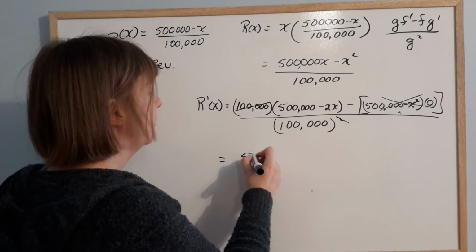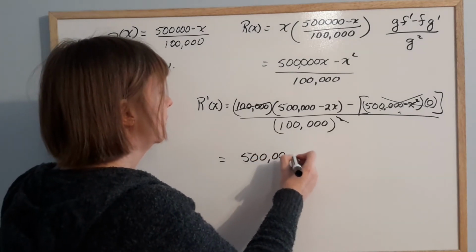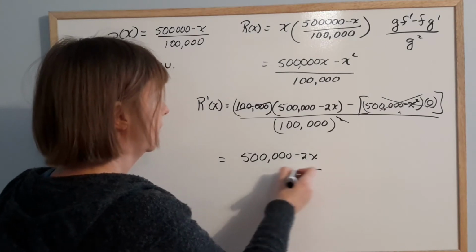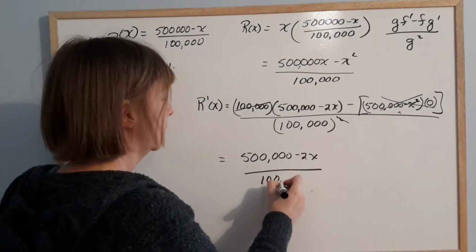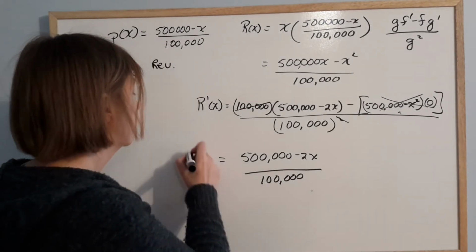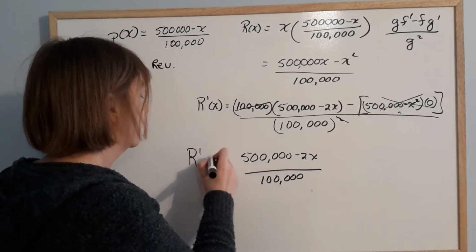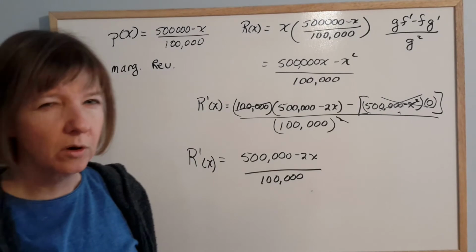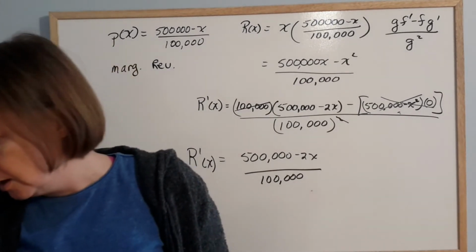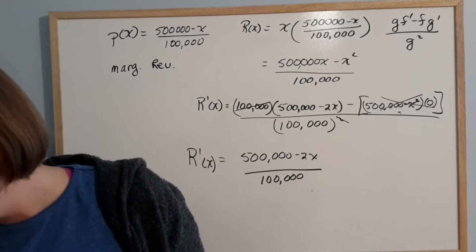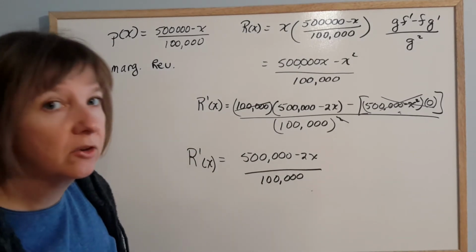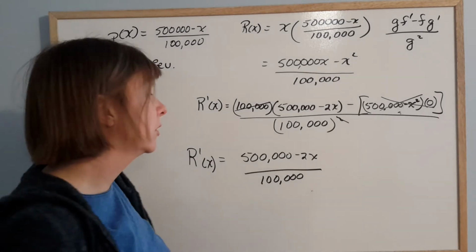And so I have 500,000 minus 2x all over 100,000. So now that's my derivative. I can't really simplify that anymore. I mean, I could take out a common factor, but there's no point. They want to know what is the marginal revenue when I make 200,000 milkshakes per year.